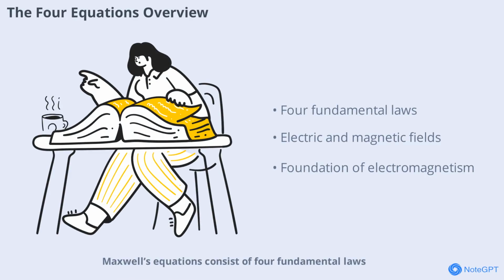Maxwell's equations consist of four fundamental laws: Gauss's law for electricity, Gauss's law for magnetism, Faraday's law of induction, and Ampere's law with Maxwell's addition. Each equation describes a different aspect of how electric and magnetic fields behave. Together, they form the backbone of classical electromagnetism, explaining everything from how light travels to how electric motors work. In the following scenes, we'll break down each equation, explore its meaning, and see real-world examples of its application. Let's start with Gauss's law for electricity.